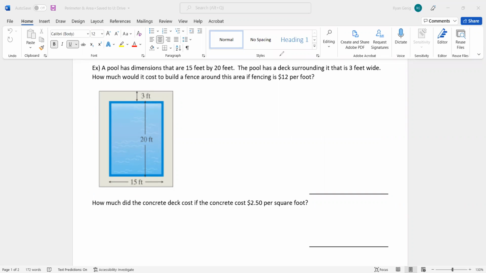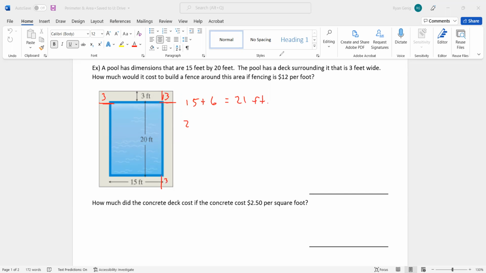So a lot of people are just going to go 20 plus 3 and say 23, and 15 plus 3 and say 18, and say 23 by 18. But that's not right, because if you're looking at the distance across, how many times do you add 3? Well, you add 3 here and here. So that's 15 plus 6 gives me 21 feet across. And then top to bottom, same thing. This is 3 feet, and so is this.